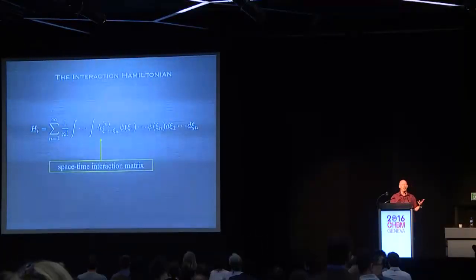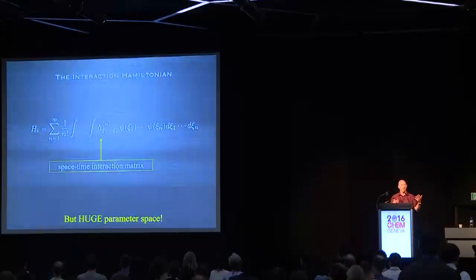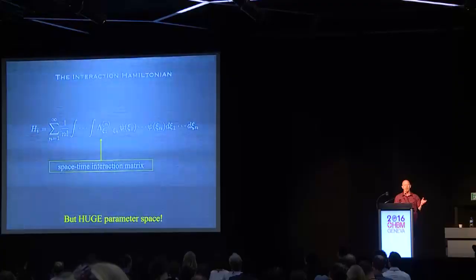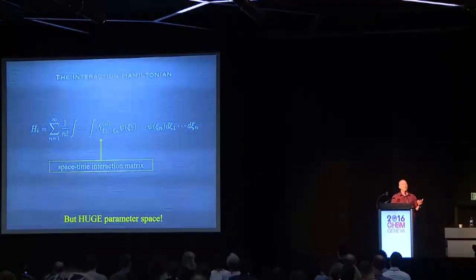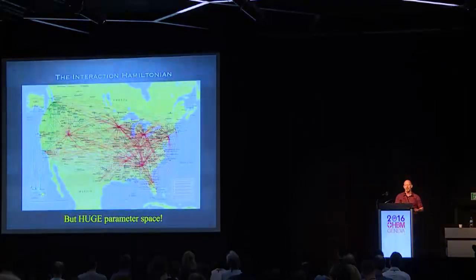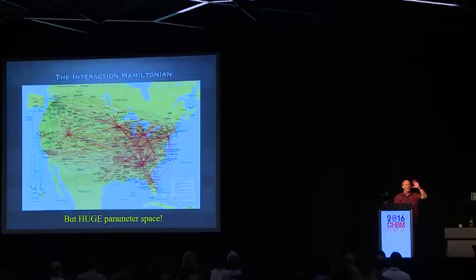What we're really interested in is the interaction Hamiltonian, how things are coupled to one another. And it's a big mess. It's over all space-time points, and information field theory doesn't really tell you what to do with that. It's a huge parameter space. A bunch of things are coupled together, everything's connected to everything else, and it's not actually clear what the important part of that space is.